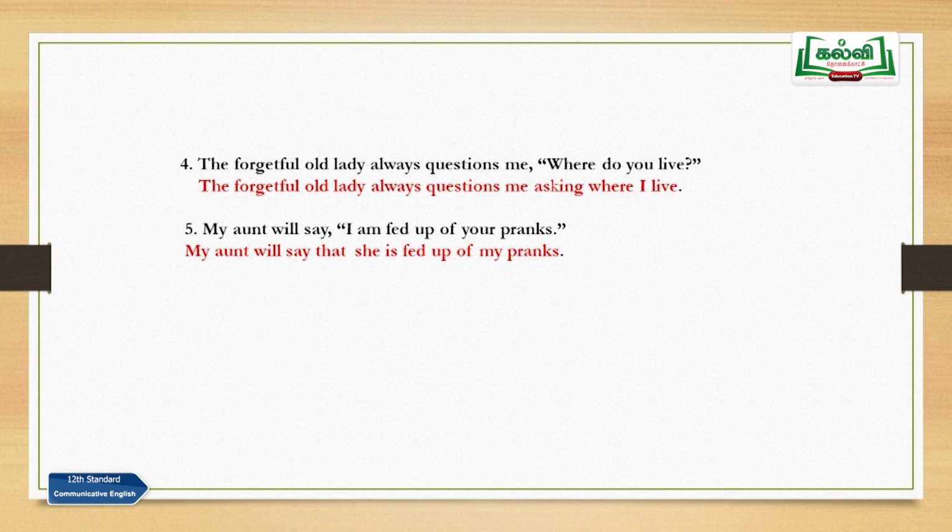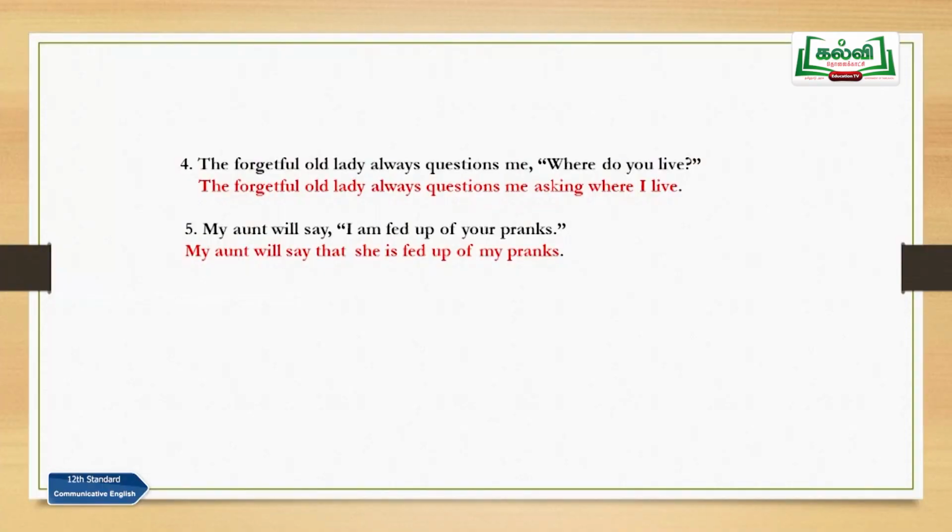My aunt will say that she. Now I am fed up. When you use she, the corresponding verb is, which is of the simple present. My aunt will say that she is fed up of my pranks. So please observe all the sentences carefully. Look at the tense of the reporting verb and carry out the changes according to the tense of the verb.